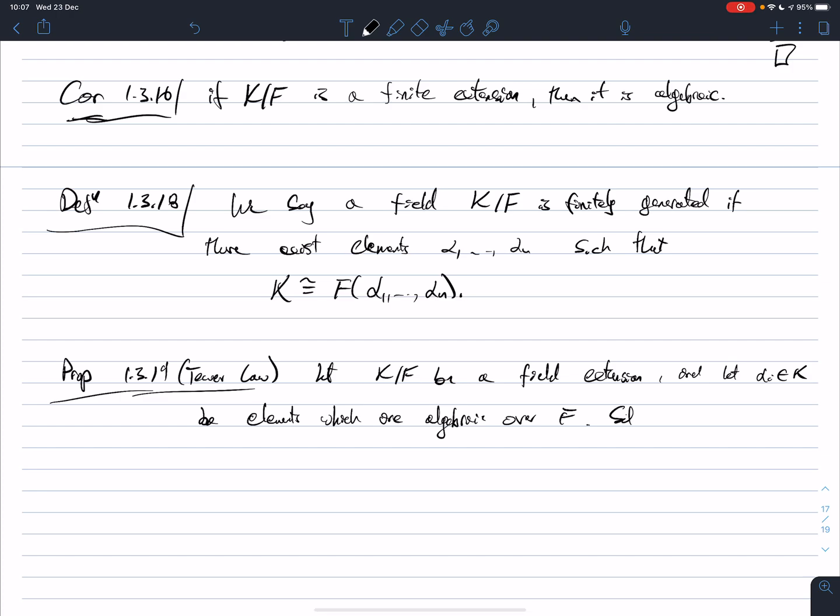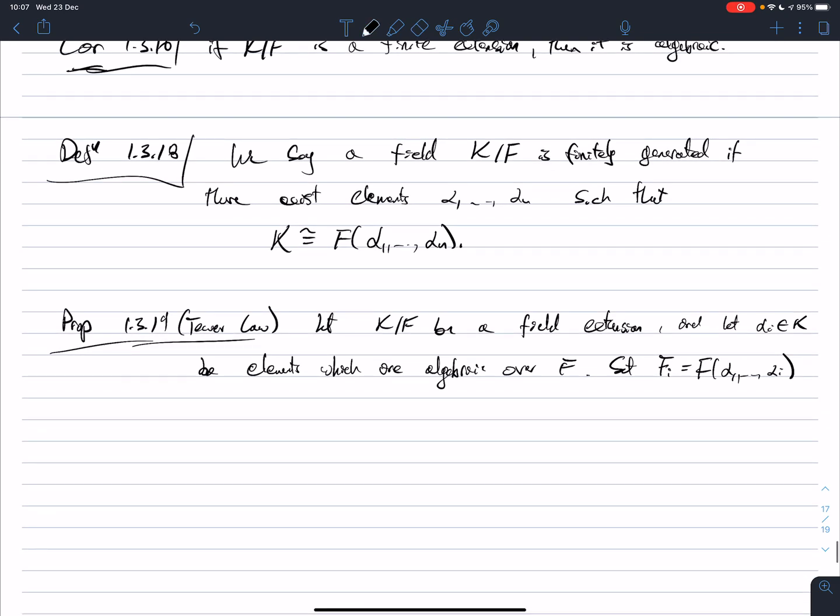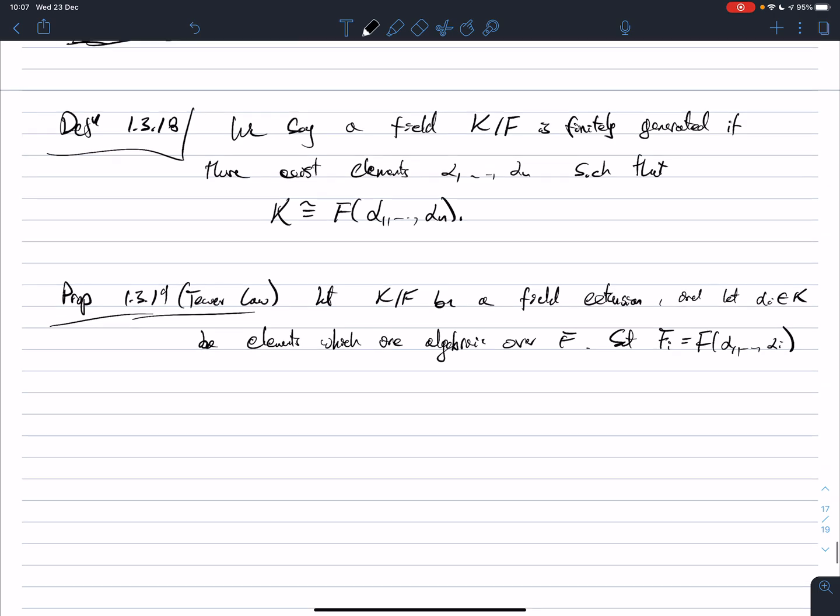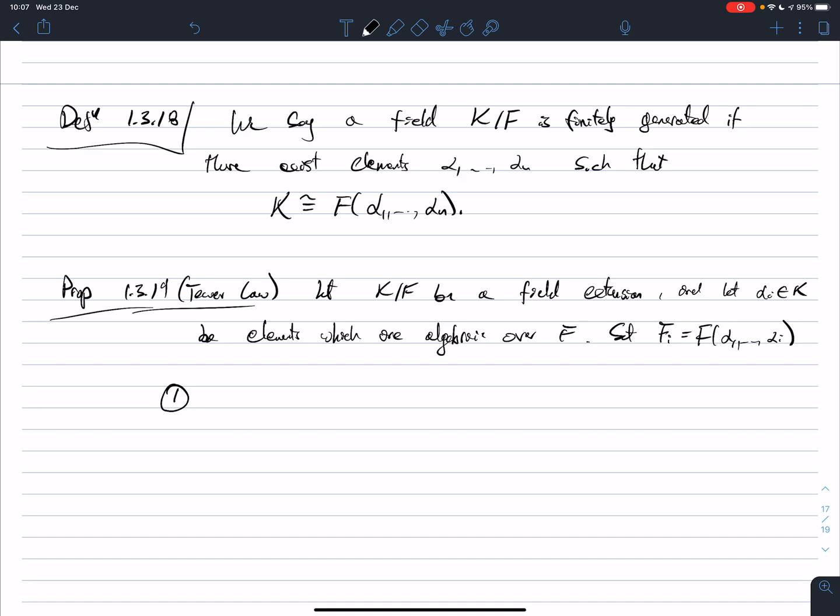I'm going to set F_i to equal F adjoin alpha 1 up to alpha i. Maybe I should just take a finite set, but it doesn't matter. So the first thing we have is F_n is the same thing as F_{n-1} adjoin alpha n. And in general, F_i is the same thing as F_{i-1} adjoin alpha i. Just think about what I'm saying here.